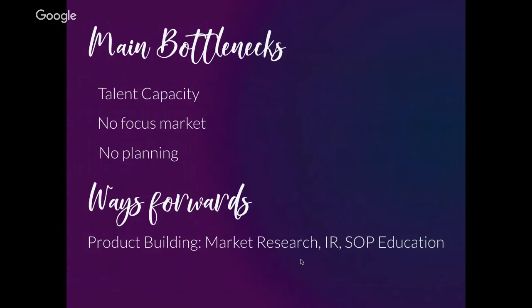The ways forward is product building, obviously from scratch. It's first market research, then IR, then SOP education to VPs and to the membership. It's something that we are working on with our GT seeder at the moment, seeing what markets we have in our hands, what the profiles are, what kind of EP prioritization we should be doing, what kind of IR partners and sub-products we should be working with, and how the process is going to be with our EPs, which is the main education that we need to set with our membership.